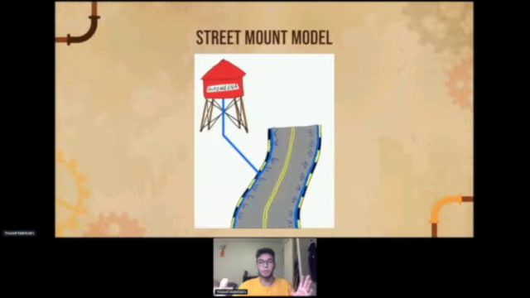Now, this is kind of a model that I drew. I'm not the best artist out there, but this is kind of a model of what it would look like if you tried to put it on the street. So you would have a water tower that has the solution inside of it, and it would work the same exact way that a water tower works.